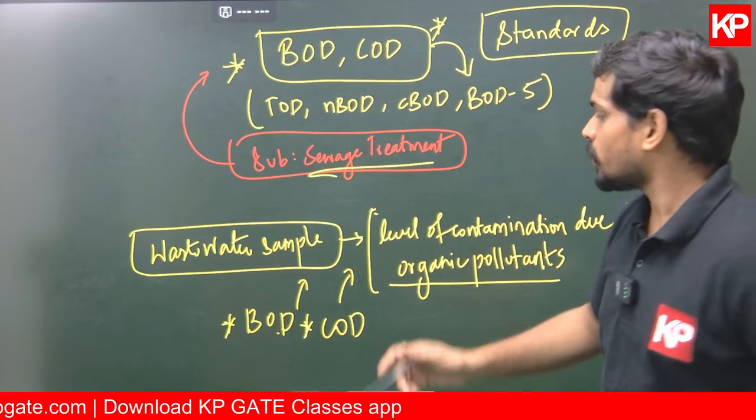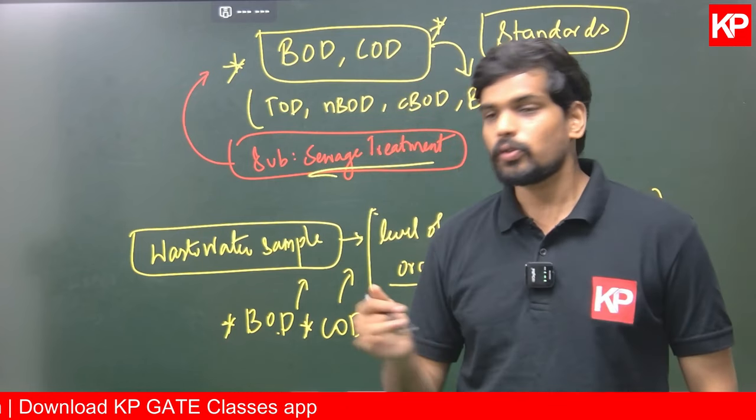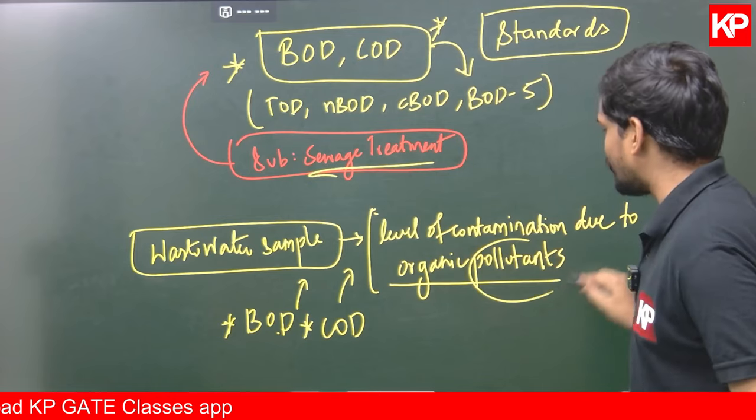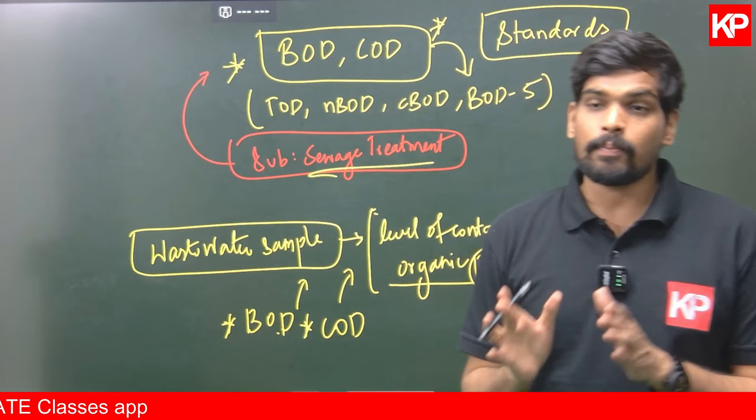How can you control that pollution? By minimizing the BOD and COD value. So this is basically to check the pollution level in simple terms. So that's the introductory point you should be clear about.